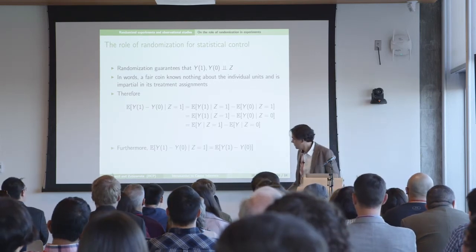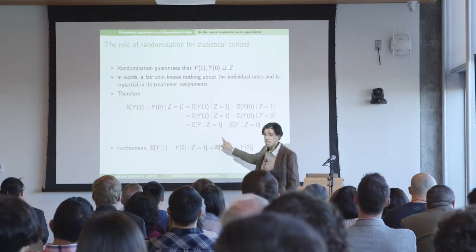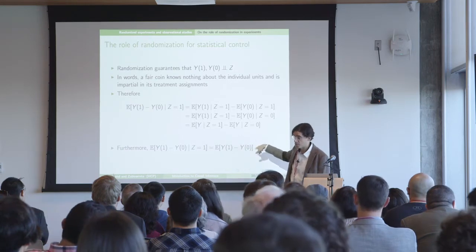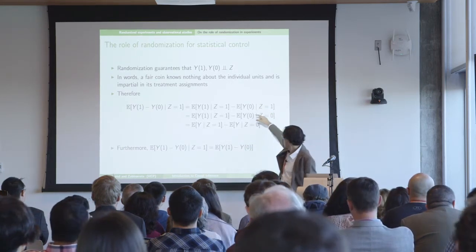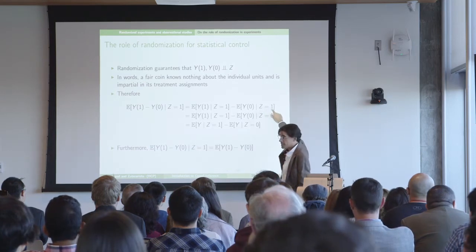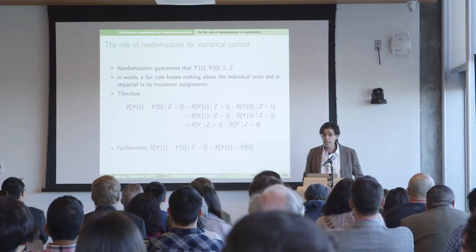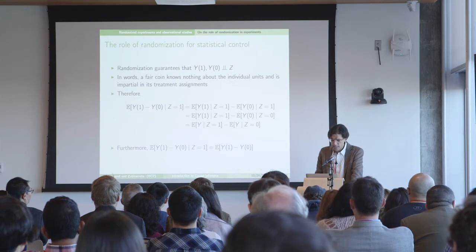And similarly, we have that in a randomized experiment, the ATT, average treatment effect on the treated, is equal to the average treatment effect over the overall sample. Because of that assumption over there. In the same way that we could change these indicators, we can get rid of them. All right? So that's the role of randomization for statistical control.